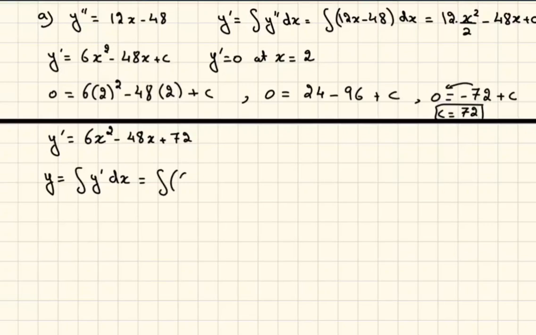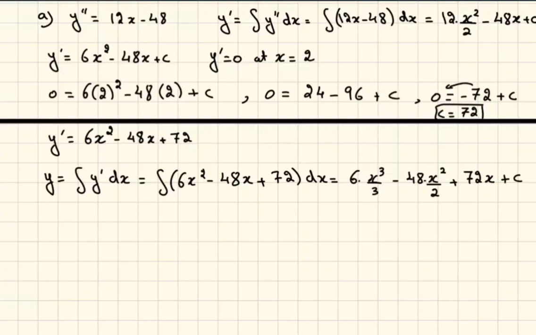So the integral of 6x squared minus 48x plus 72 dx. The 6 I don't care about it. The x squared becomes x cubed over 3, minus 48, the x becomes x squared over 2. The 72 is just a number, so you need to add x next to it. And at the end, we don't forget the c. Let's simplify. So this becomes 2x cubed minus 24x squared plus 72x plus c.